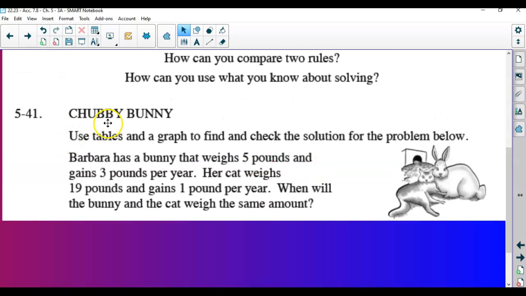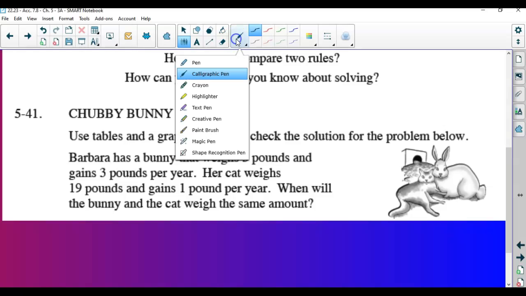All right, do you want to read the chubby bunny problem here, Bradley? Use tables and graphs to find and check the solution for the problem below. Barbara has a bunny that weighs 5 pounds and gains 3 pounds per year. Her cat weighs 19 pounds and gains 1 pound per year. When will the bunny and cat weigh the same amount?